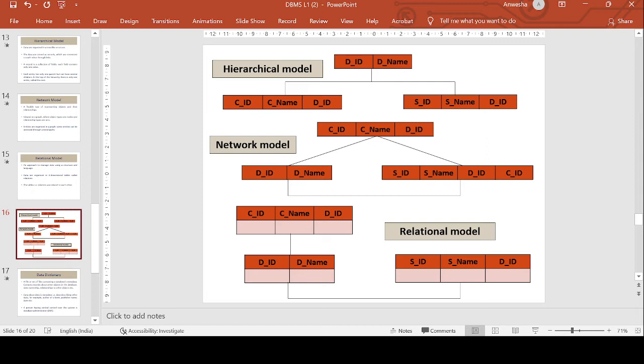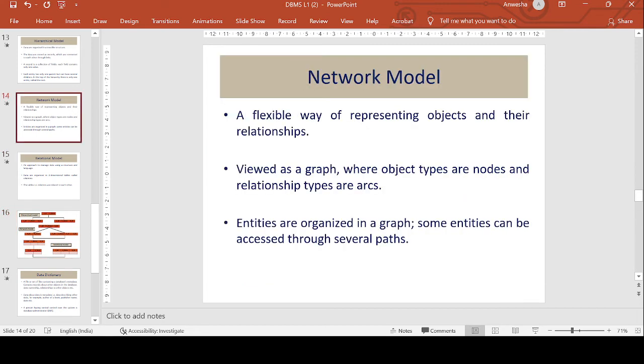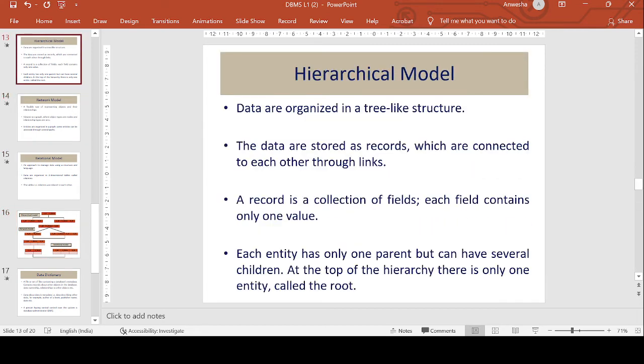Okay. So here which one is the root? Department. It has 2 children: one is course, another is student. So the data are organized in a tree-like structure. The data are stored as records which are connected to each other through links. A record is nothing but a collection of fields. Each field contains only one value. Each entity has only one parent but can have several children. At the top of the hierarchy, there is only one entity, which is called the root.